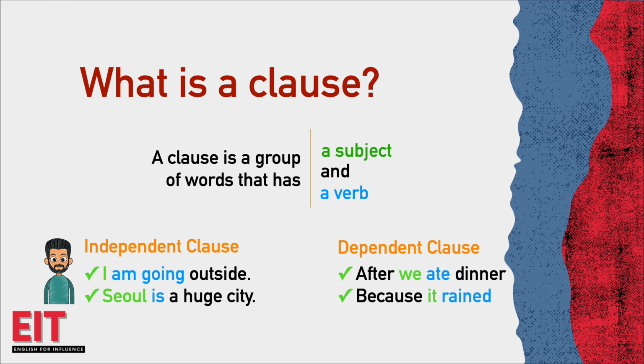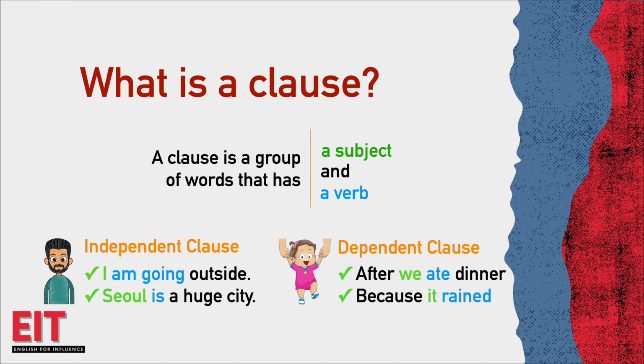Seoul is a huge city. Yeah, it can stand on its own. That's why we put a period right there, because it makes sense. I can understand what you're trying to say. But if you look at dependent clause, from the word itself, dependent, that means it's like a baby. So it needs an adult all the time. Even when the baby is sleeping, she needs an adult, right? For supervision. She needs an adult for food. She cannot stand on her own.